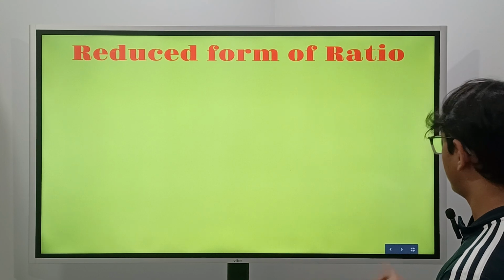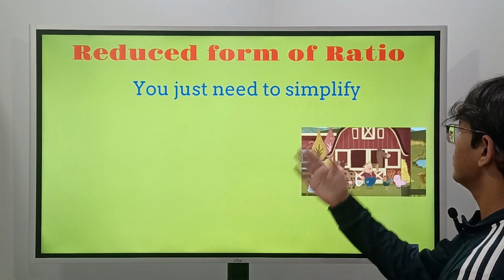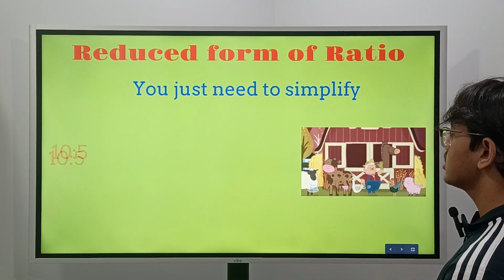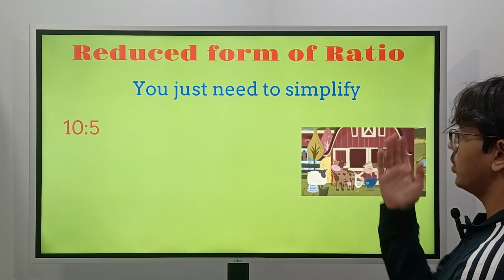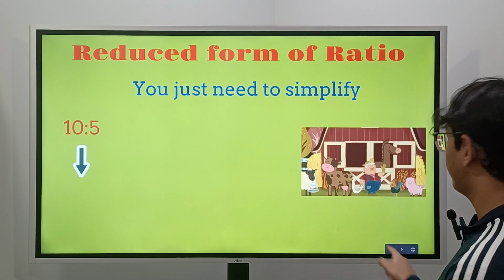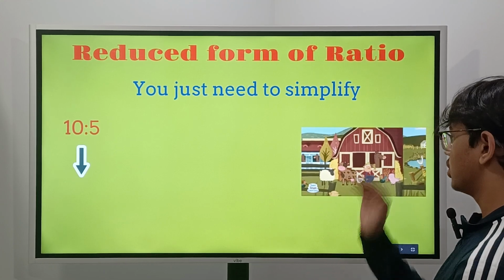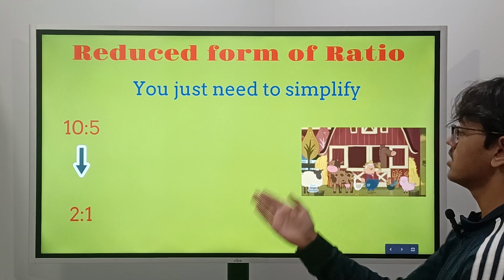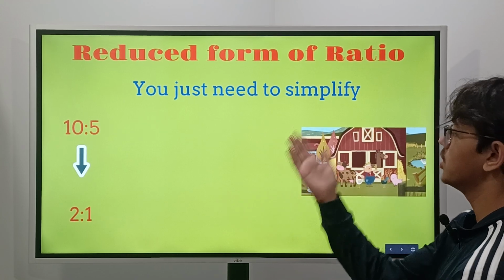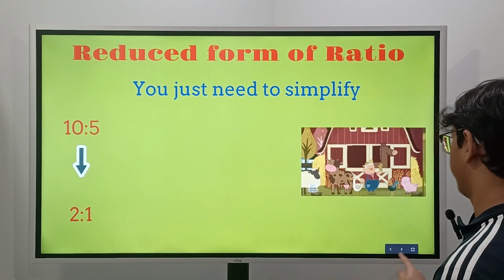What is the reduced form of a ratio? In order to get it, all you have to do is simplify. Let's look at what simplifying is. If we have 10 to 5, we can simplify that as 2 to 1. All we have to do is divide both sides by 5, and then we get 2 to 1.